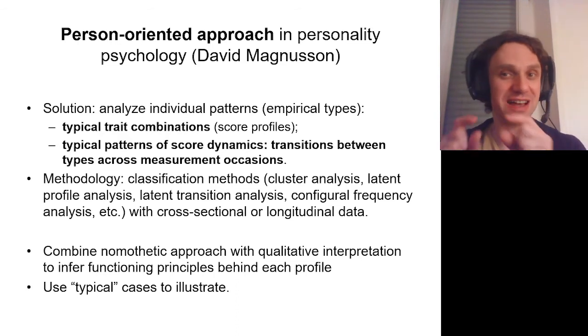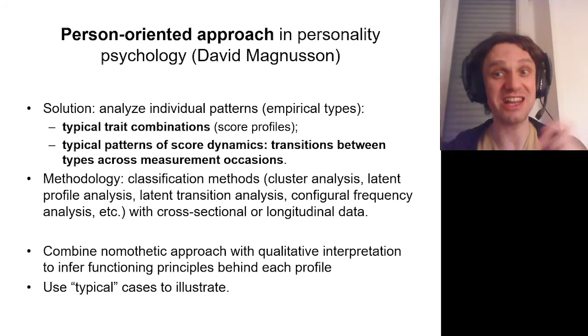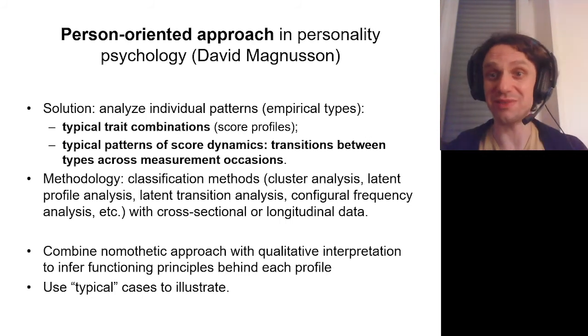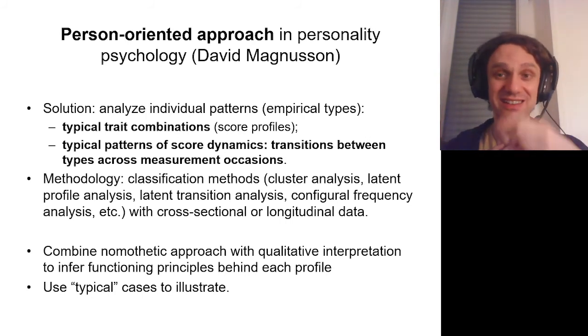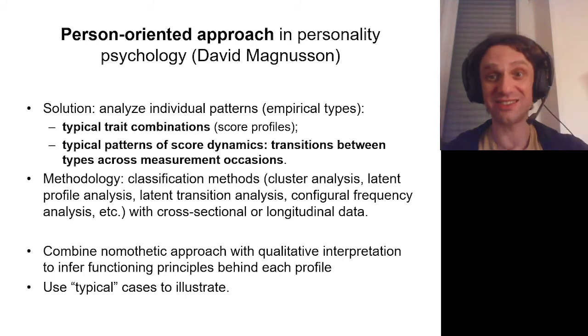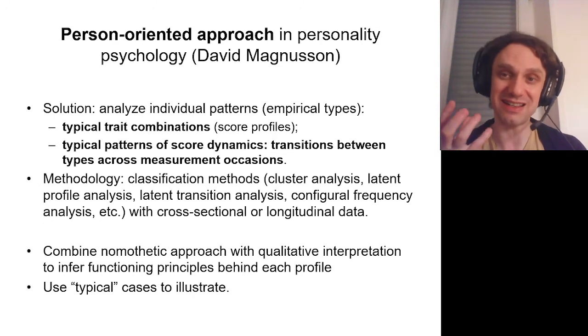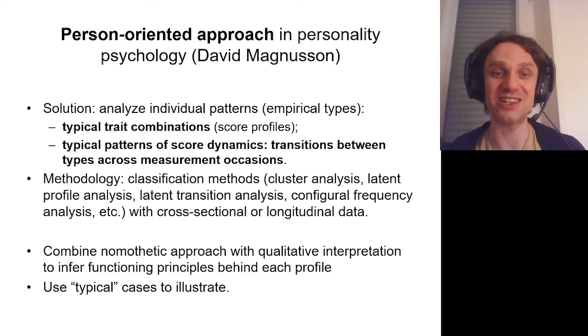You can identify individuals with different patterns of change. For example, people whose well-being improves and people whose well-being deteriorates during several years based on repeated measurements. And in order to do this, you can also apply classical cluster analysis or latent transition analysis, which is again a more contemporary methodology. And essentially, in this case, you combine nomothetic approach with qualitative interpretation.